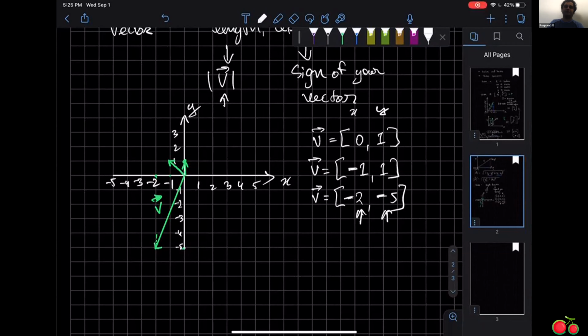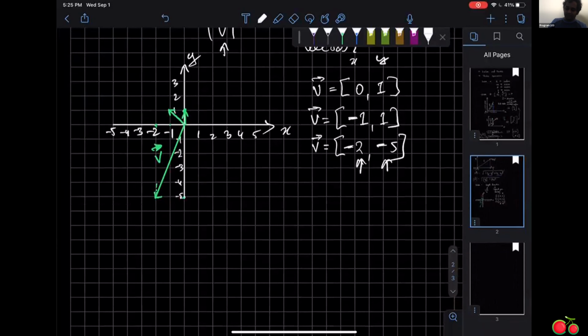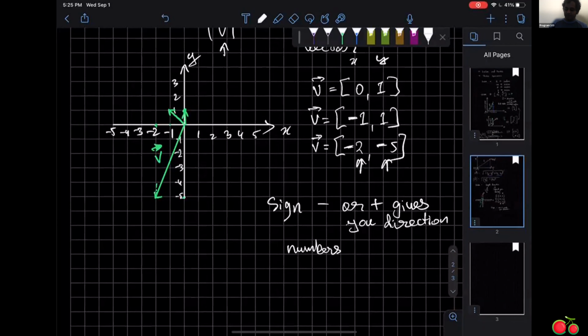Rebecca, were you the one who asked? Yes, that's helpful. Okay. Thank you. So basically, remember the sign, minus or plus, gives you direction, and then the numbers let you calculate basically the magnitude or the length.